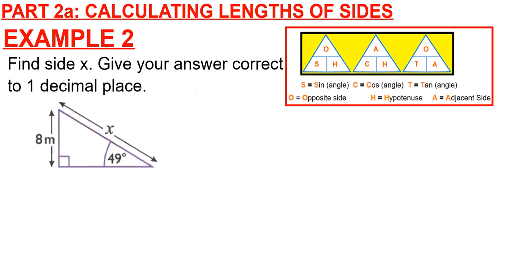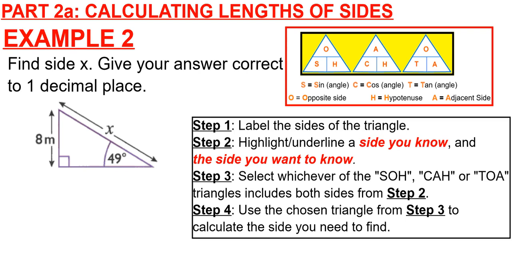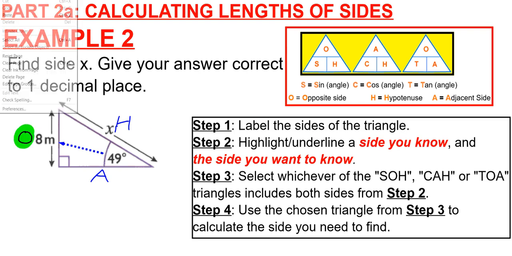Next example, we're going to find side x this time, giving the answer correct to one decimal place yet again. So I'm just going to give all the steps in one go, having seen what to do. So step one, label the sides. So we'll have, that's opposite the angle, so that's the O. X is the longest side, the hypotenuse here. We don't know, we don't even want to know, we don't care. Next, need to highlight what we do know. We know the opposite side, which is 8. We want to know the hypotenuse, which is given here by the x.